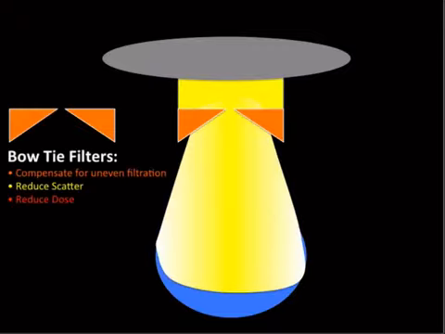So three reasons to use a bow tie filter. One, it compensates for this uneven filtration. Two, it reduces scatter. And three, it reduces dose. You don't need to give more out here in this thinner part.